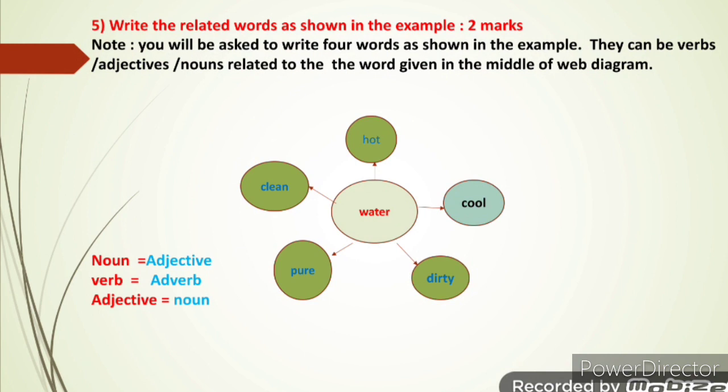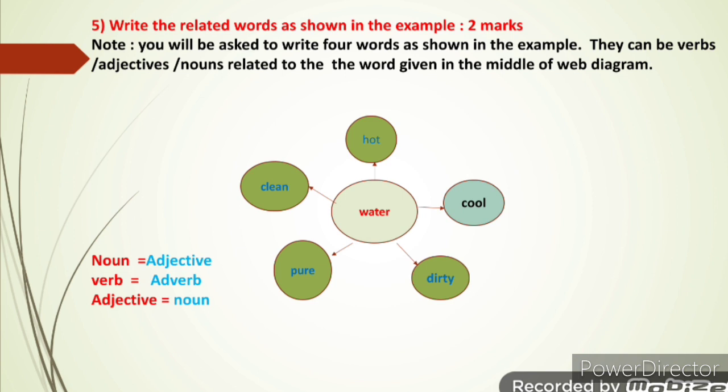Question number 5. Write the related words as shown in the example. It is for 2 marks. You will be asked to write 4 words as shown in the example. They can be verbs, adjectives, nouns related to the word given in the middle of the diagram. You must understand whether it is a noun or adjective. Suppose there is a noun in the middle, write a related word, an adjective of it.